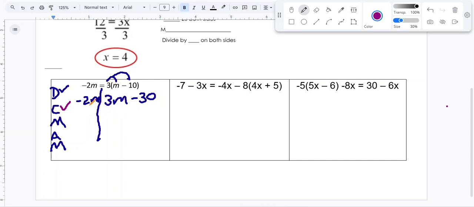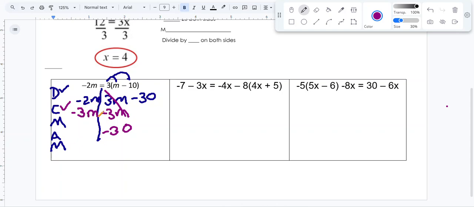That way all my variables will be on one side and all my regular numbers, my constants, will be on the other side. And that's really what we're trying to do here when we're solving an equation. So this is a positive 3m, so I would do a minus 3m to get rid of these 3m's and leave me with just minus 30 on this side. Whatever I do to one side, whenever I do the opposite of something, I have to do the same thing on the other side, on the opposite side.